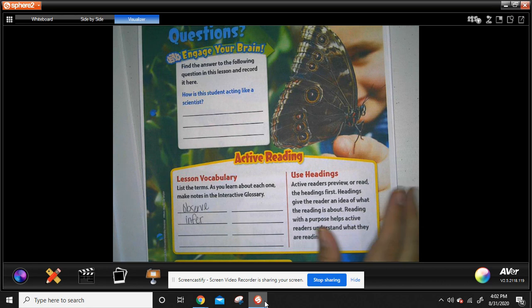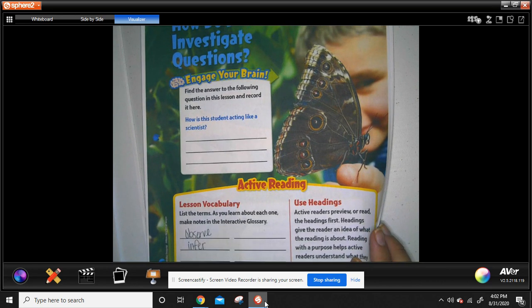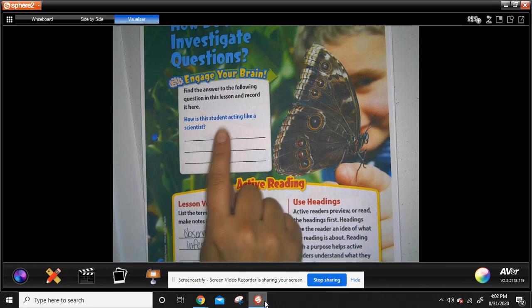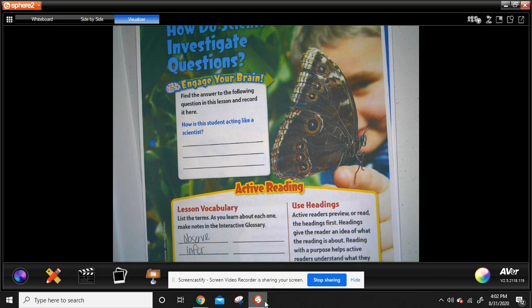All right, so let's see. How is this student acting like a scientist? Well, it looks like this student is actually observing something, right? In this case, it's a butterfly.